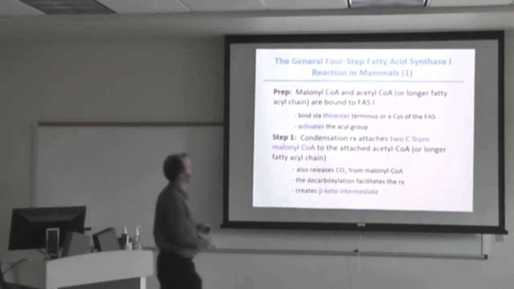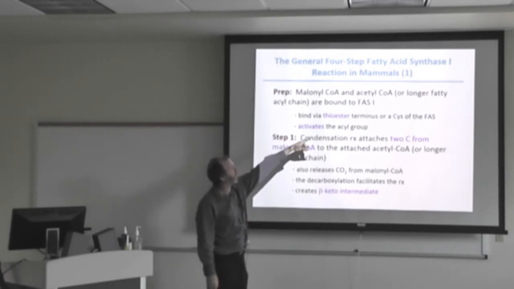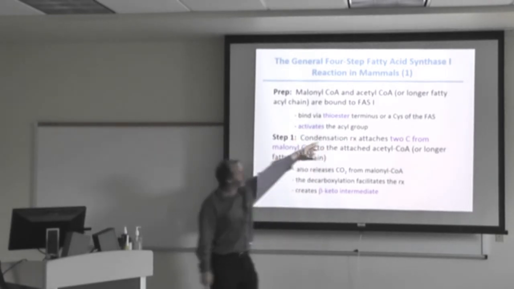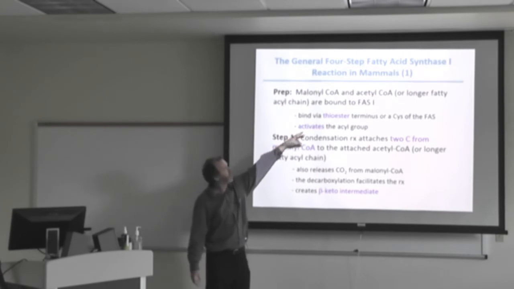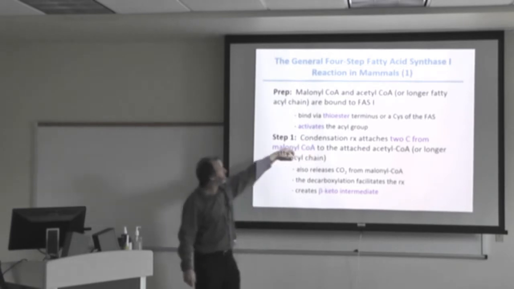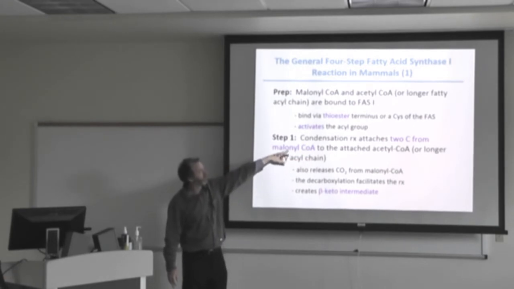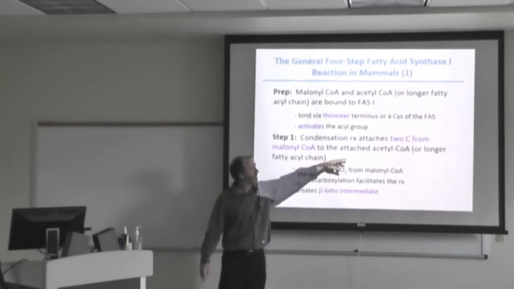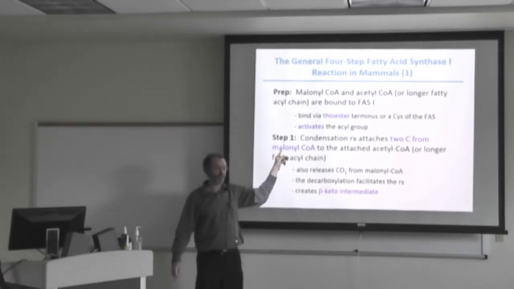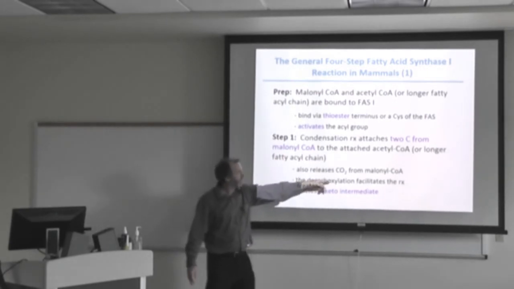Malonyl-CoA and acetyl-CoA, or a longer fatty acid chain, depending on where we are in the process, are bound to fatty acid synthase 1, and they're bound via a thioester terminus or a cysteine of the fatty acid synthase. And that thioester, it's a higher energy bond, it activates that acyl group. Step 2 is you have a condensation reaction that attaches 2 carbons from the malonyl-CoA to the attached acetyl-CoA or longer fatty acid chain. And during this process, we decarboxylate the malonyl-CoA. So we lose 1 carbon as carbon dioxide.